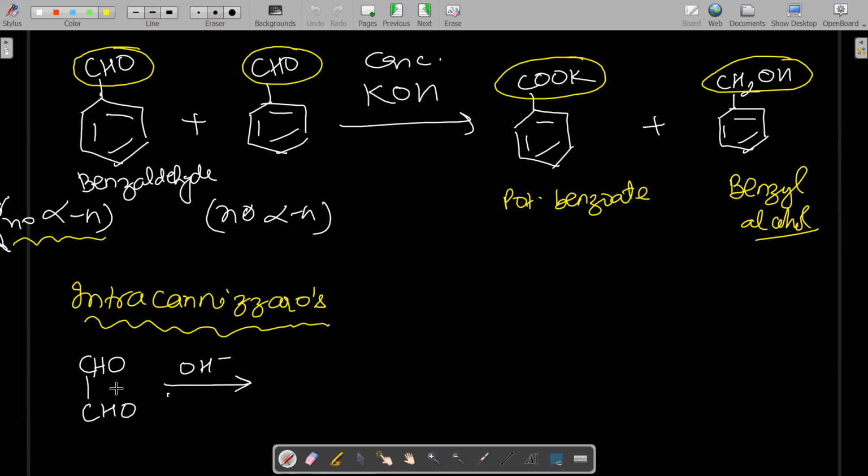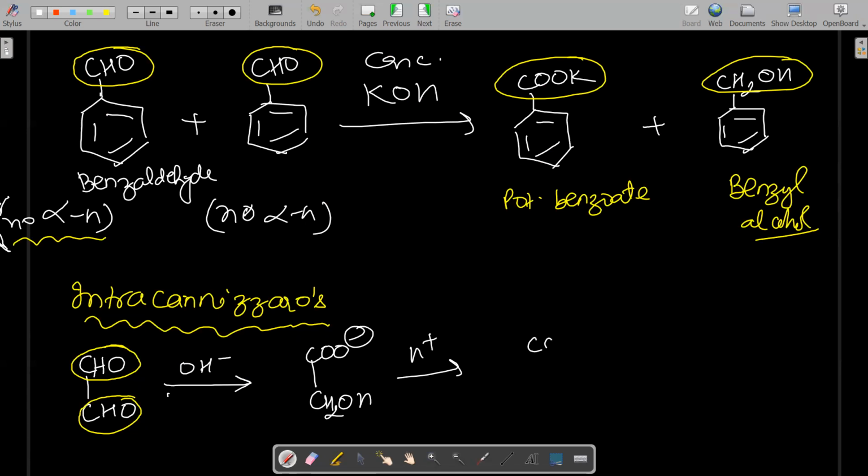Okay. In this example, you can see two CHO groups are present, and no alpha hydrogen is present. So what happens in this case? One CHO gets oxidized and another CHO gets reduced in the same molecule. So this is the reason it is called intra-Cannizzaro reaction. Okay. So what product are we getting? COO minus, and the second gets CH2OH. So we get this type of product. Okay. When it is further acidified, we can get COOH and CH2OH.